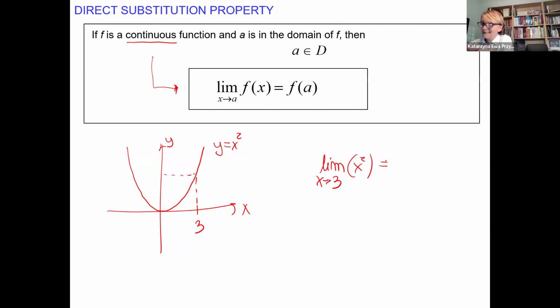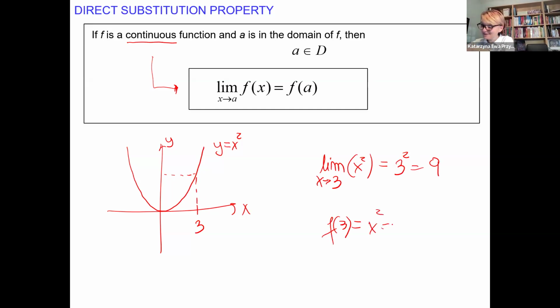Of course, I can basically use this direct substitution, because the parabola x squared is continuous everywhere, and especially at 3. x equals 3 is in the domain. Yes? Then we substitute, and it is 9. But what about the value? What is the value, exactly, f of 3?